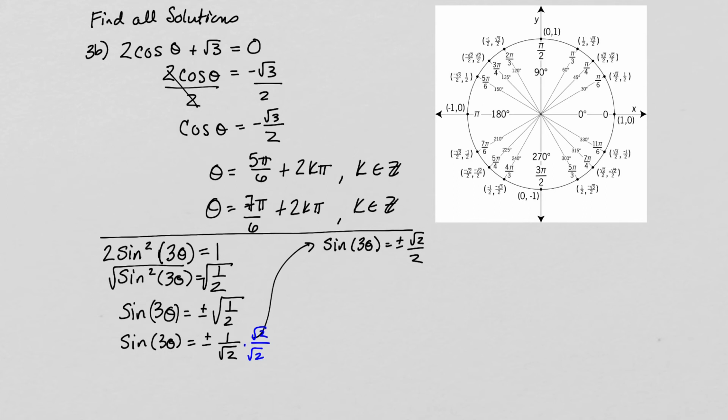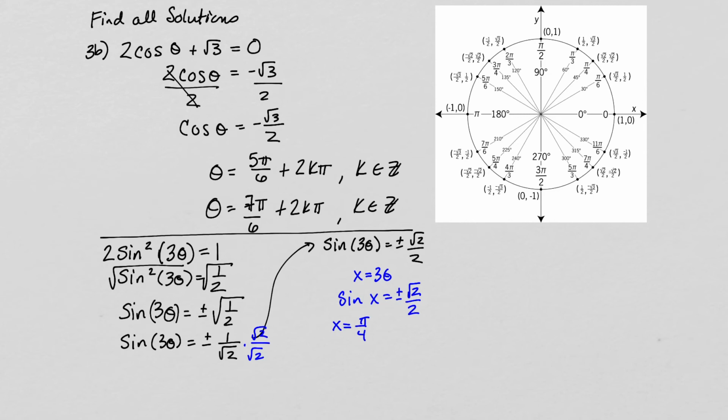And now it's kind of similar to that last problem we did where we were talking about going around the circle so many times. However, in these problems, since it's a find all the solutions problem, it's actually easier. So again, we're going to let x be equal to 3 theta. So we're really looking here for when is the sine of x equal to plus or minus root 2 over 2. So when would that happen? When x is equal to what? Okay, so pi over 4.